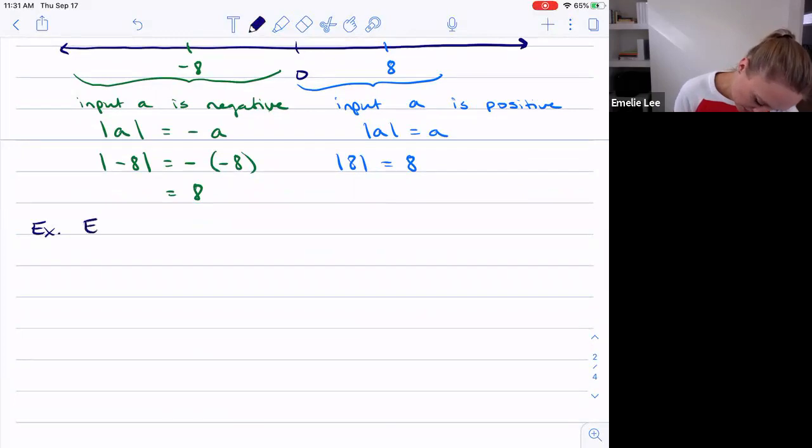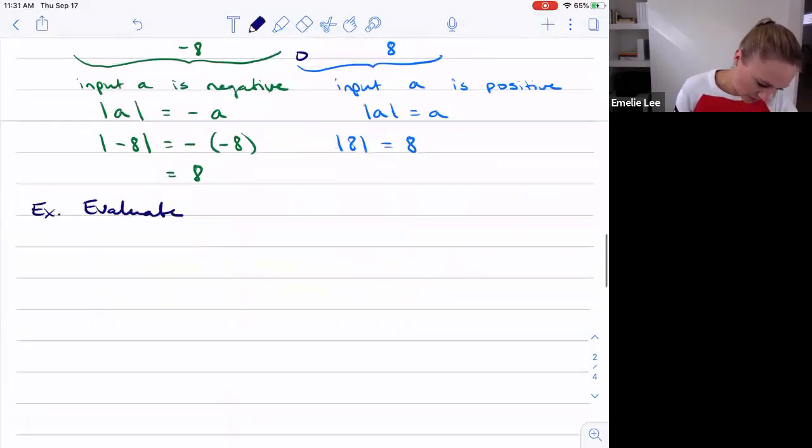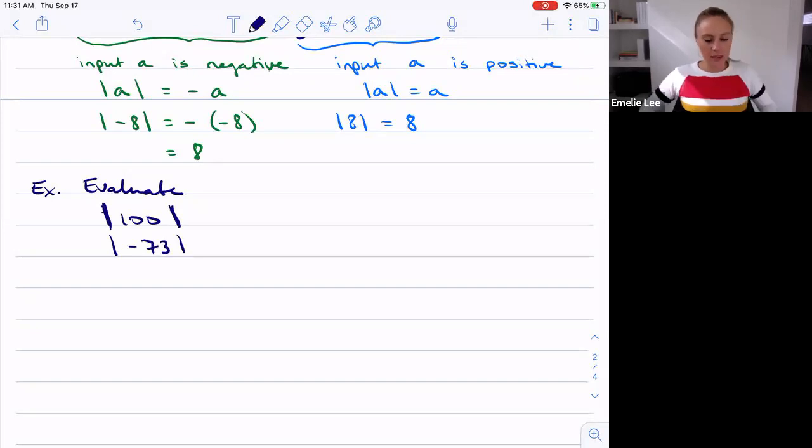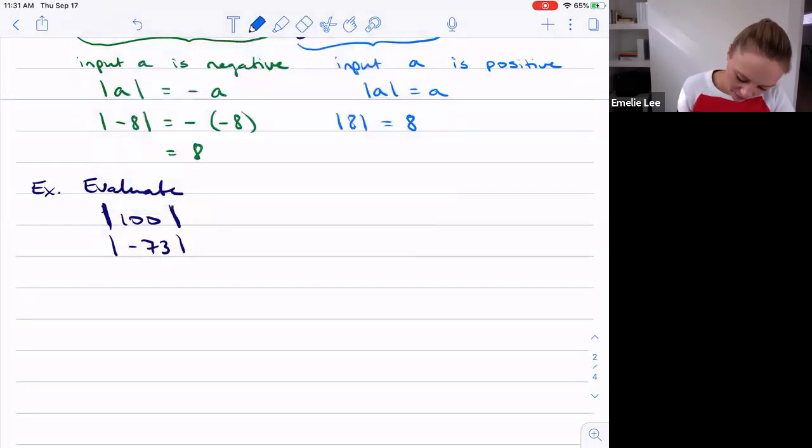Okay, so if you just have to evaluate, and we'll just do 2 briefly here, the absolute value of 100, and I should probably make my bars a little bit distinguishable from my 100, or the absolute value of negative 73. Well, the absolute value of 100, well, 100 is positive, so it's just 100. The absolute value of negative 73 is just going to be 73, right? Because we just dropped the negative.